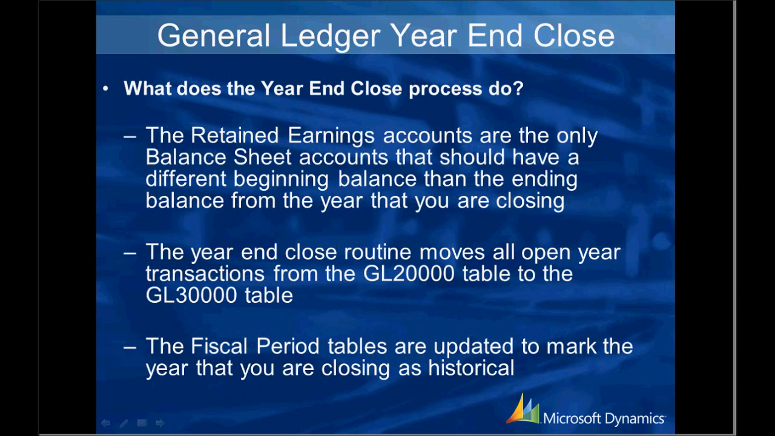What does the year-end closing process do? Retained earnings accounts are the only balance sheet accounts that should have different beginning balances at the beginning of the new year. The year-end closing routines move all open transactions from the GL 20000 table to the GL 30000 table. The fiscal period tables are updated to mark the year that is closed as historical.